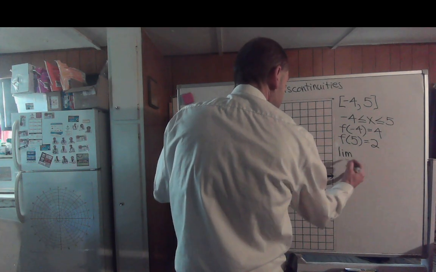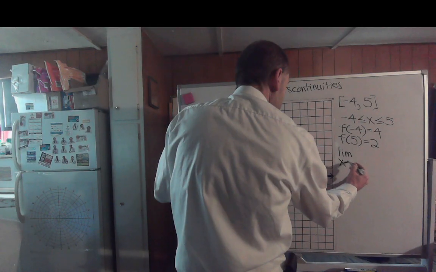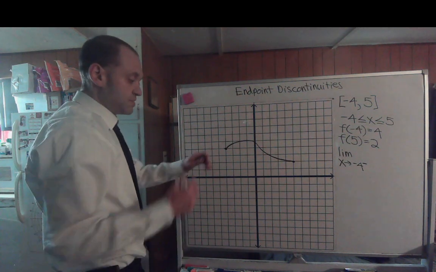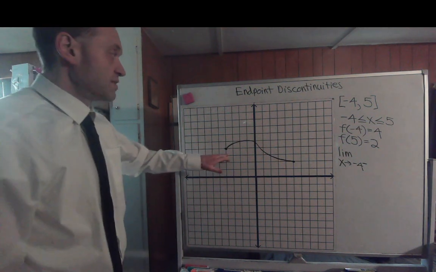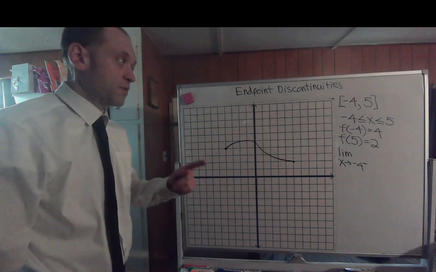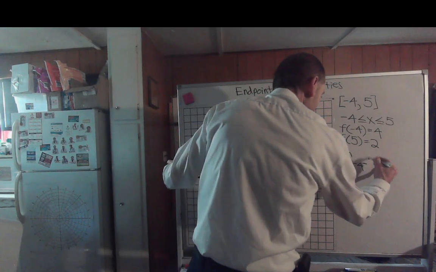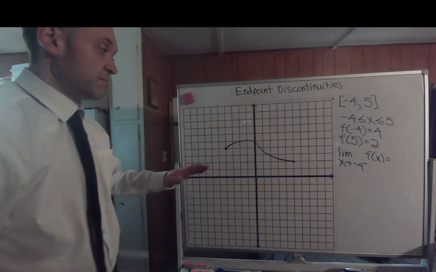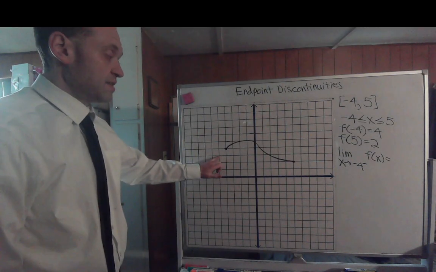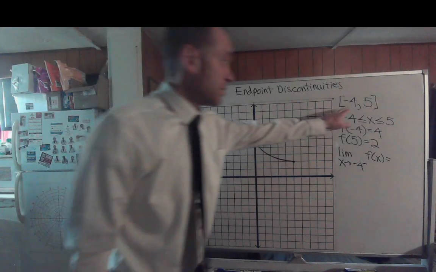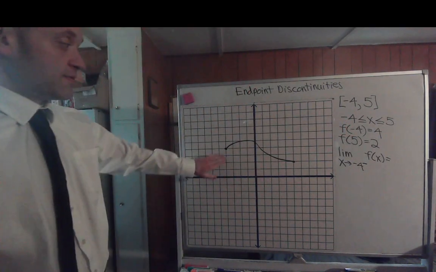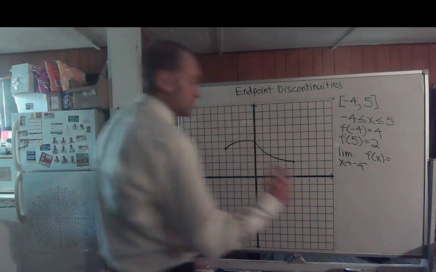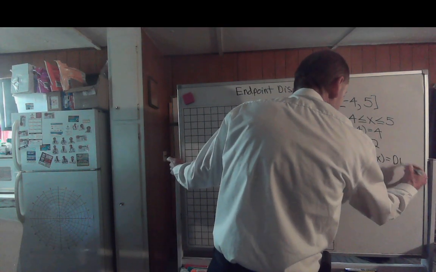So let's take the limit as x approaches negative 4 from the left. If we take the limit as x approaches negative 4 from the left, well, what does that mean? Negative 4 from the left means that x is less than negative 4. Well, if we look at our domain, and we even look at the graph, we don't have any values for x less than negative 4. So the left-handed limit does not exist.